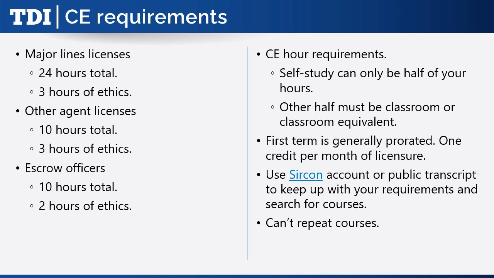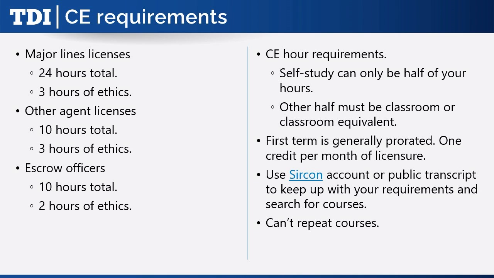Other agent licenses require 10 hours, with 3 of those hours being in ethics. This includes the county mutual, limited lines, and life under 25 license types. Again, not a 13-hour requirement, just a 10-hour requirement, with 3 of those being in ethics. Lastly, escrow officers are required to take 10 hours with 2 in ethics. A 10-hour total, not a 12-hour total.